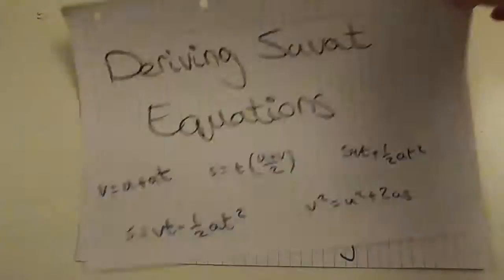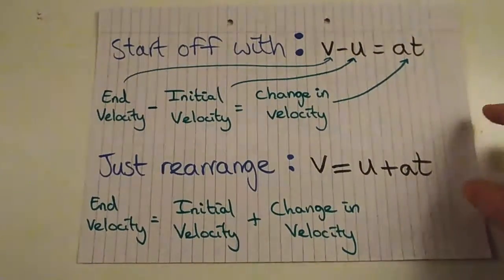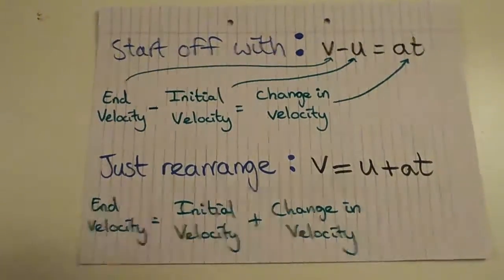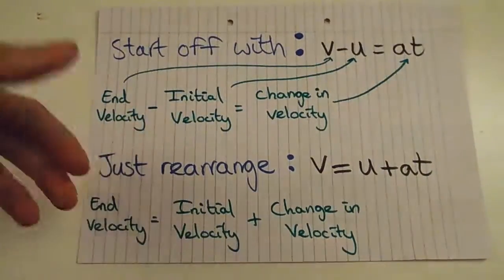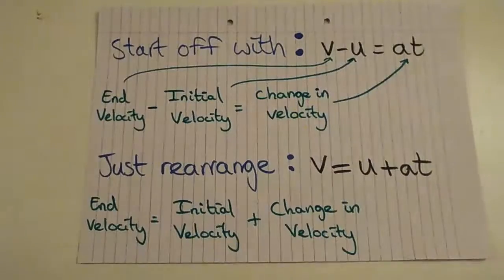physics. So first of all, we're going to start off with something quite intuitive, that the end velocity minus the initial velocity of an object is equal to its change in velocity, and that's also equal to acceleration times time. So for example, if an object was travelling initially at 50 meters per second and it took 10 seconds to reach 100 meters per second, then the change in velocity was 50 meters per second.